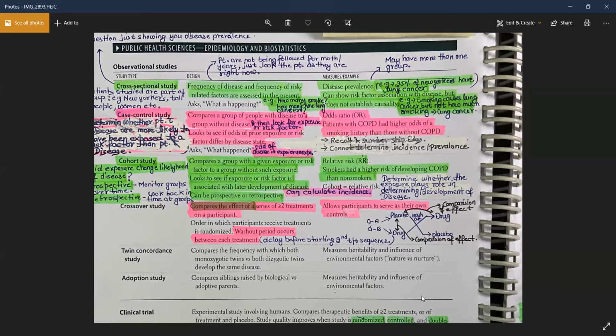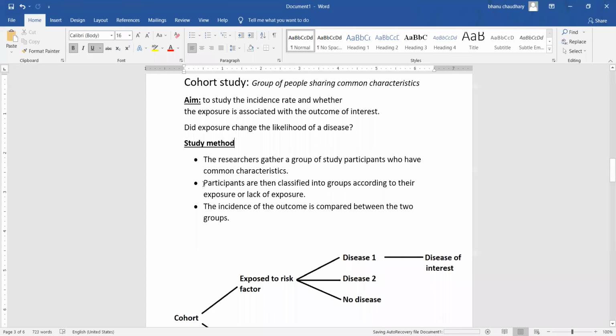Okay. Now we will discuss the case control study and the cohort study. So first is your cohort study. What is a cohort? A cohort is a group of all the individuals which have a common characteristic, like smoking or the same demographics, right?